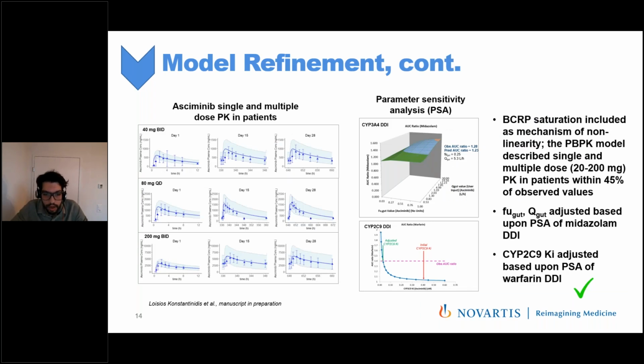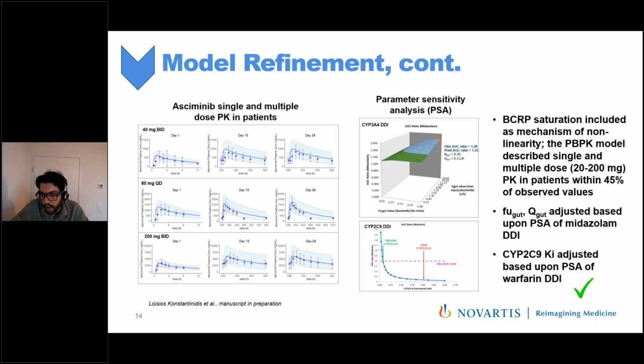The figure on the left shows the model verification with the external dataset that was used once the nonlinearity was built, and how the model performs at different dose levels in cancer patients at 40 milligrams, 80 milligrams, and 200 milligrams at day 1, day 15, and day 28.